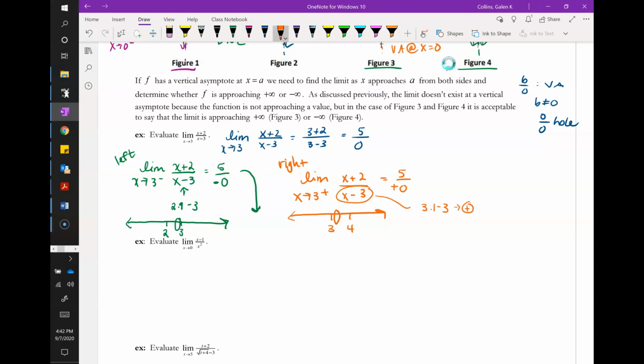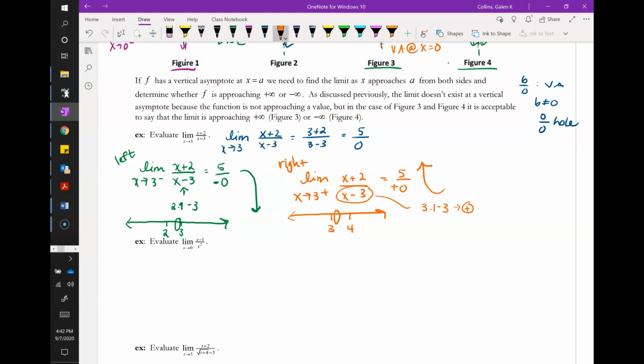Because really, as I'm to the right of 3, it's not really a 0 and the top's not really a 5. The top is almost a 5 and the bottom is almost a 0. All right, so when we get that 5 divided by a positive 0, I know that coming in from the right side towards that asymptote, we're going to be approaching positive infinity.